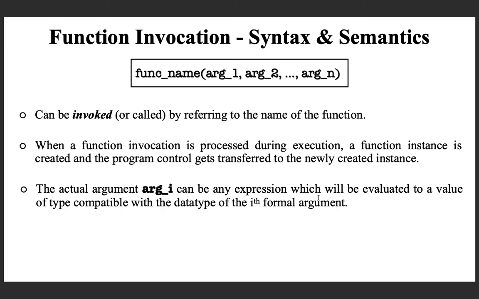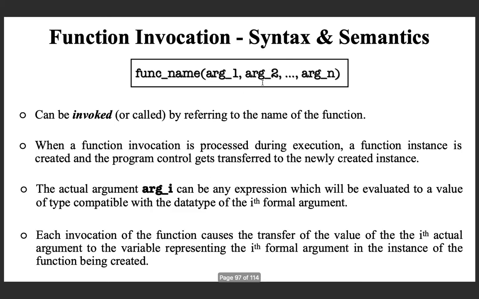Argument i can be an expression which will be evaluated to a value of type compatible with the data type of the ith formal argument. Suppose the second formal argument is number, here you have to pass a number. That's what I mean. Each invocation of the function causes the transfer of the value of the ith actual argument to the variable representing the ith formal argument in the instance of the function being created. That means if you are passing 10 here, the function instance will get 10 assigned to the second argument. That's what I mean.